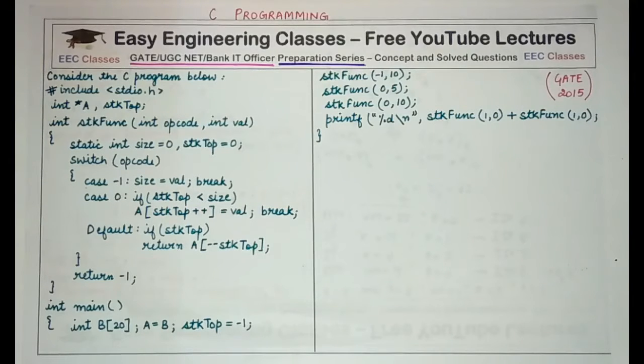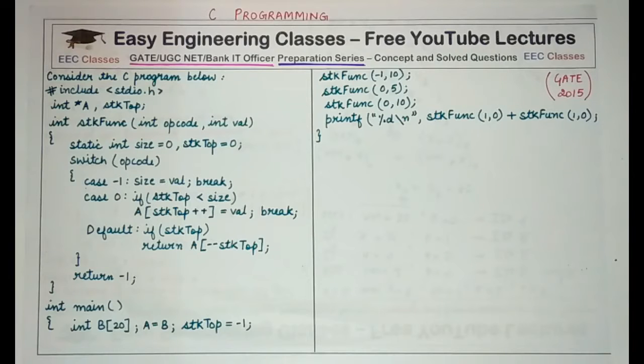Switch opcode, there are three cases. Case -1, which has size equal to val, semicolon, break. Then case 0, which has: if stack top is less than size, then a of stack top plus plus is equal to val, and then break. And the default case, which is: if stack top, then return a of minus minus stack top, and the final statement is return -1 in this function.